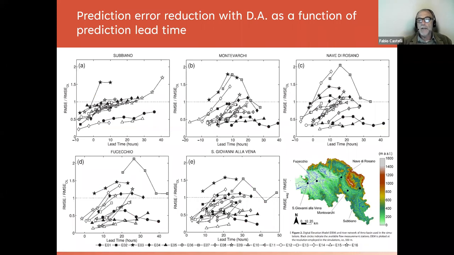Here, I will not have time to go into the details. You can find that in the study as I mentioned at the beginning, okay? You have the details on how, for example, the performance of the data assimilation system in terms of improved root mean square error of prediction changes in terms of lead times, okay? Of course, you expect the longer the lead time, the worse the performance and the less the benefit of the data assimilation. But except for some peculiar events, we are still able to detect quite strong improvements, even for quite long lead times, in the prediction capabilities of the system.